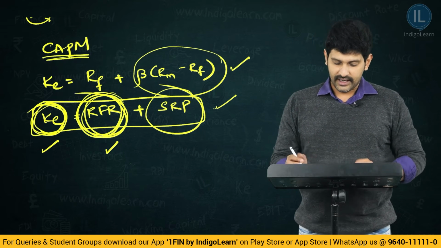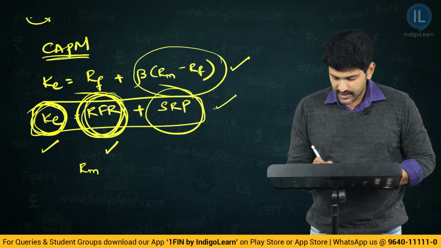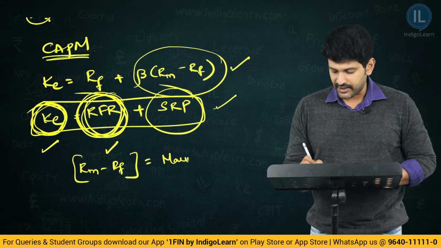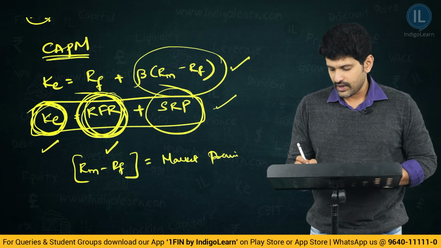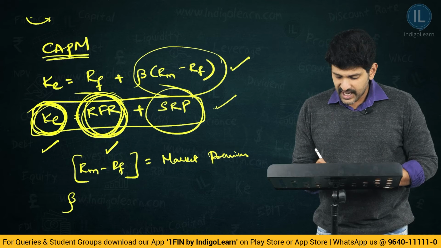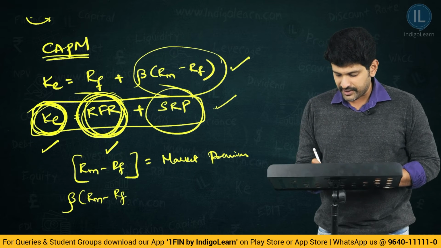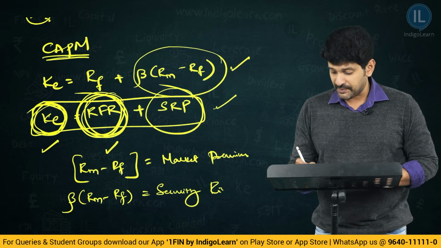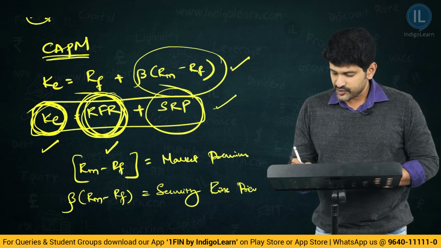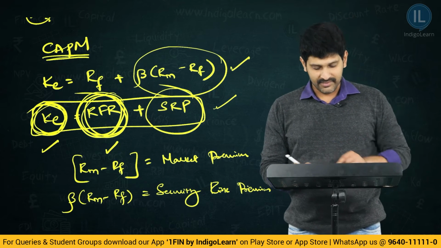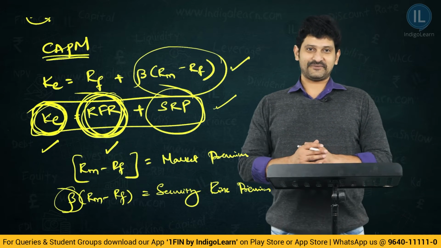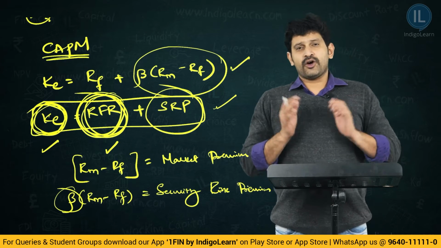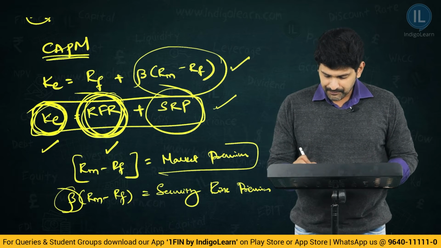Now, if you look at the formula, RM minus RF, this term is called the market premium. Only this term. Now, this beta into RM minus RF, what name did we give for it? Security risk premium. In the previous one, the word risk is not there. Why did the word risk come here? Because this beta came here. Now, to simply understand, what risk are we talking about and what is this premium?